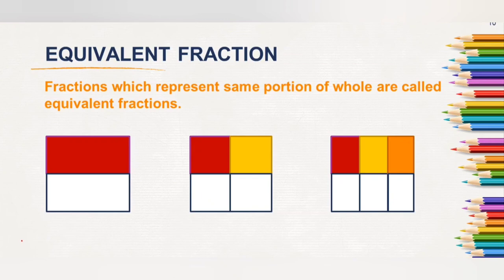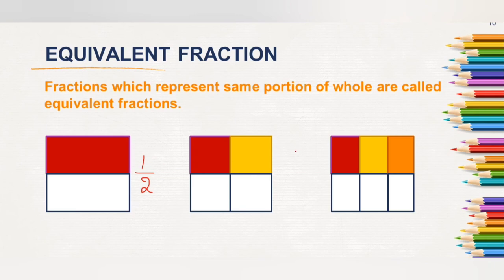Next, equivalent fraction. What is an equivalent fraction? Fractions which represent the same portion of a whole are called equivalent fractions. Now you can see here one square box. Out of one square box, only half is considered. Yes, half is considered. It is 1/2. Out of 2 parts, 1 part is considered.